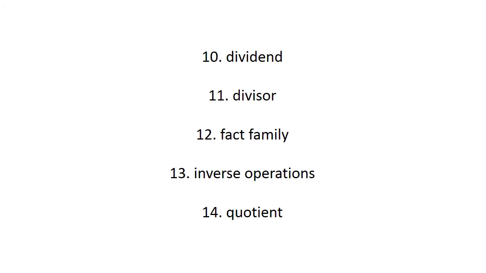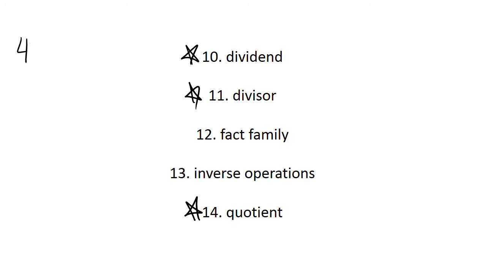But before you do, let's talk about some vocabulary first. So we have 5 words on our paper. We have dividend, divisor, fact family, inverse operations, and quotient. Now remember these 3 words, dividend, divisor, and quotient. Those 3 words are the names that we give for the different numbers inside of our division sentence.